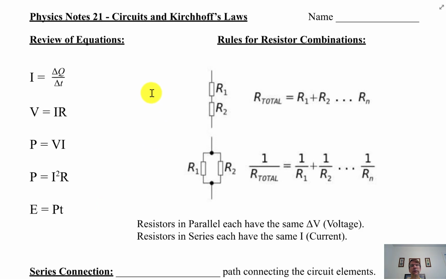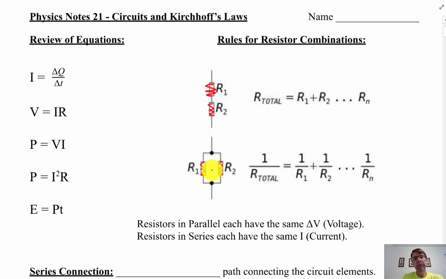Some new things over here on the right, at least slightly new. This represents connections of resistors. Usually when we have resistors, we don't draw them as little rectangles like this. The letter R here stands for resistor, but usually they're going to be little zigzags, like a sawtooth. Those are two resistors. And down here, these are in parallel, which I'm going to talk about.